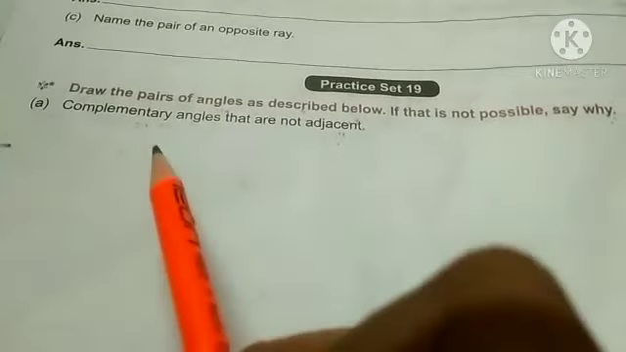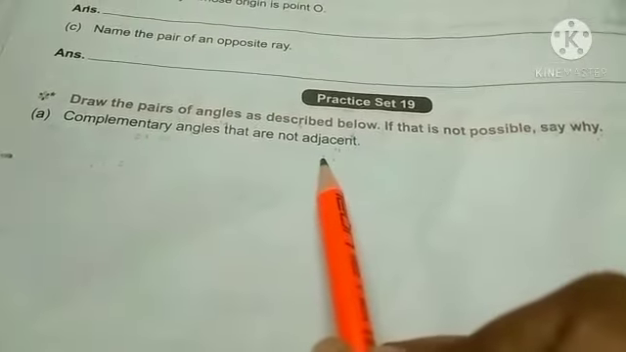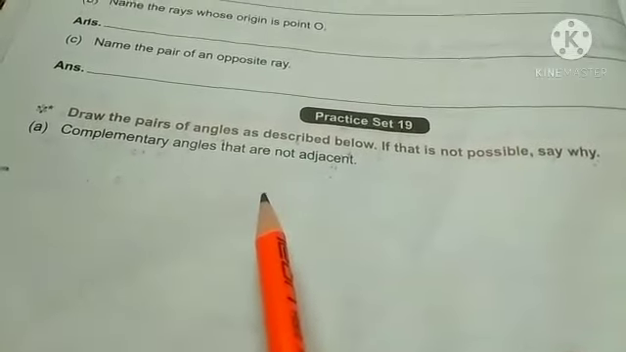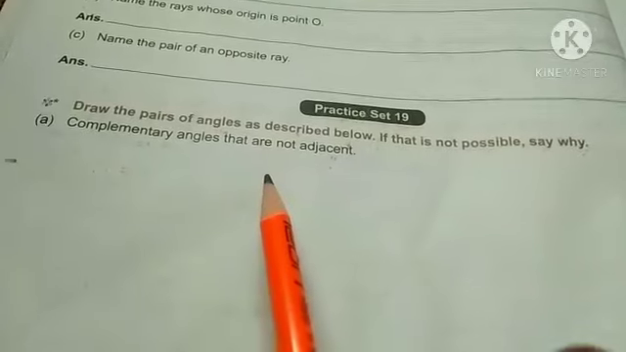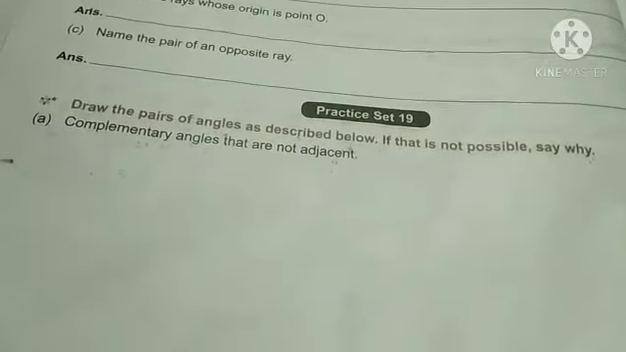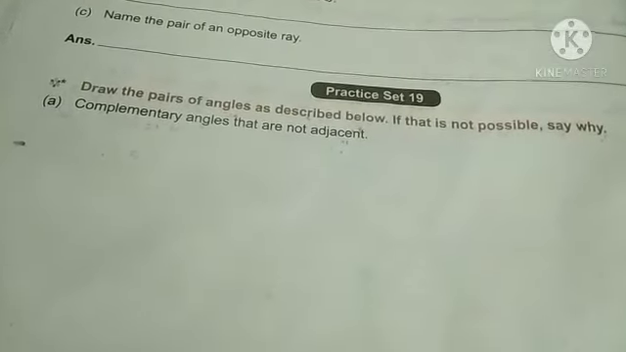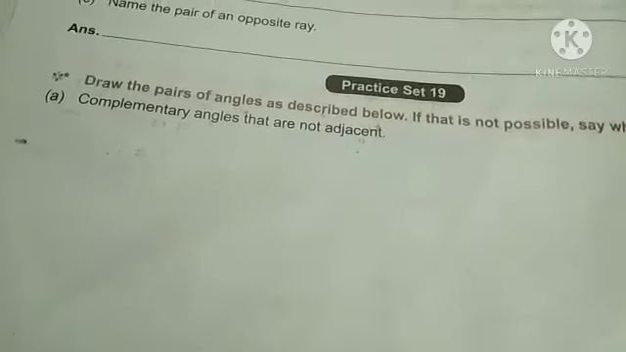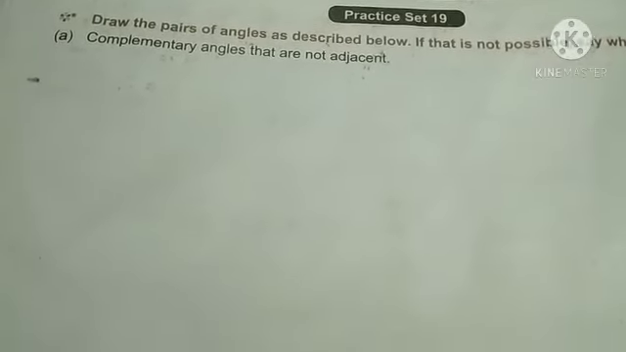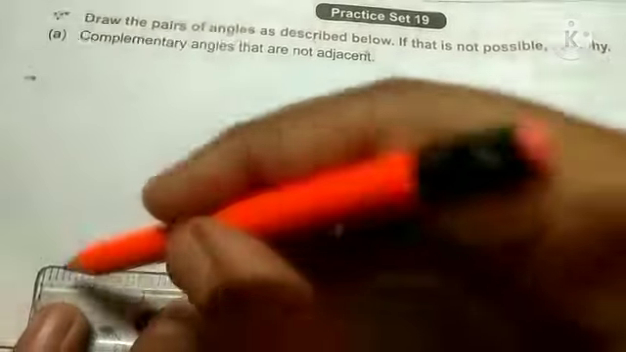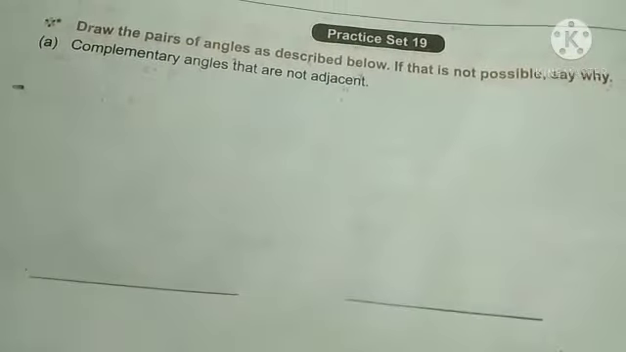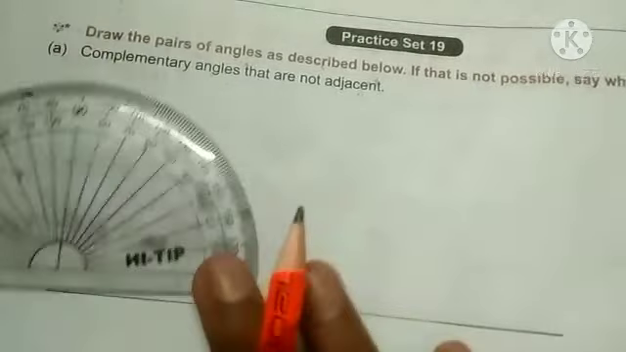Understood? So see the first one, complementary angles that are not adjacent. Now here you have to draw complementary angles, but they should not be adjacent angles. Understood? So here you have to draw two complementary angles. See how you will do it. I will draw complementary angles, one of 60 degrees and another of 30 degrees. First you will draw the rays for both the angles. Clear? Now we will mark the angles with the help of a protractor.